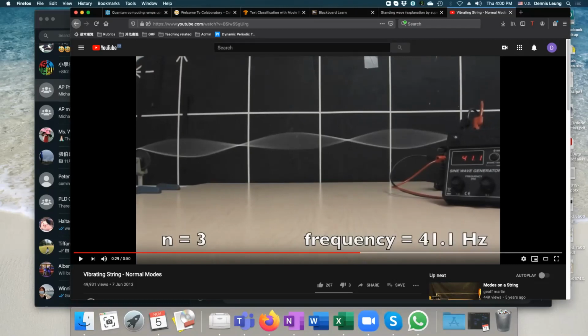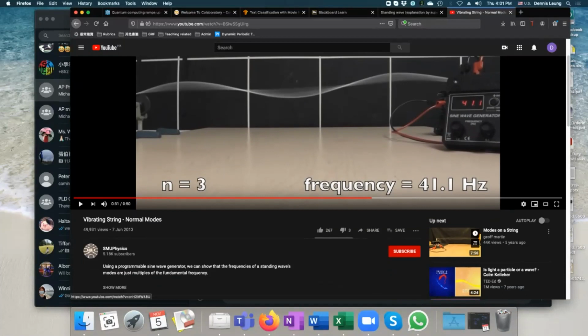In other frequencies, because they would require the nodes to be separated by, once again, lambda over 2, the length of the string cannot support it. Otherwise, you would have 2.5 loops, and that is actually not possible. We will see later why that is not possible. So only specific frequencies could be supported. For example, here n equals 3 is 41.1, n equals 4 is some other frequency, and so on.